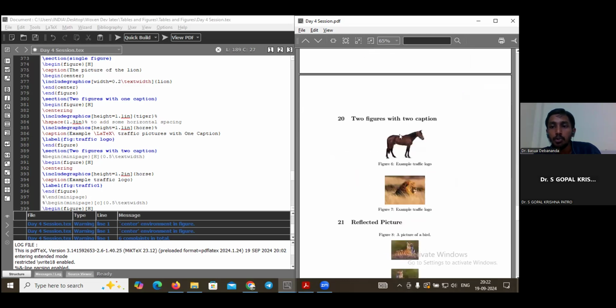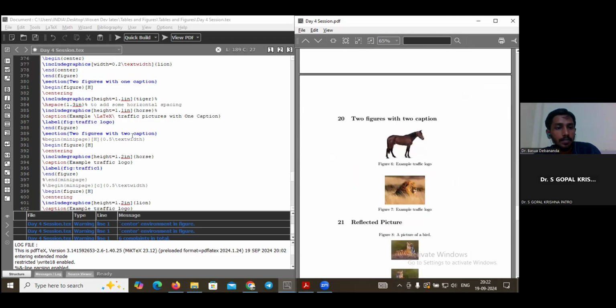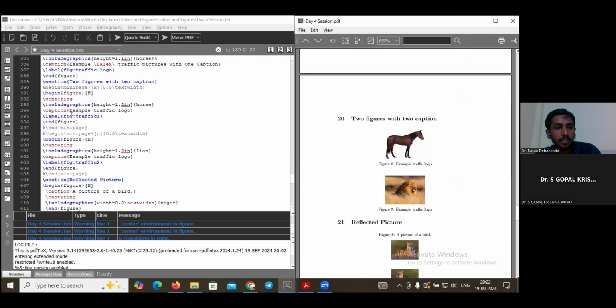Okay. Now two figures with two captions. \begin{figure} and \end{figure}. Between these two, what is there? I want it in the center. That's why I have written \centering. \includegraphics, mention the width. This is the horse picture. Then I have written the caption. Then I have written the \end{figure}. Okay.